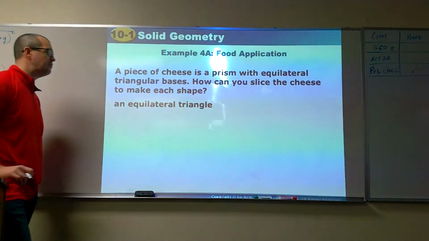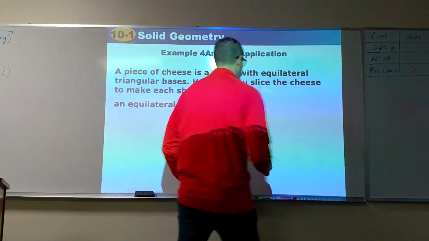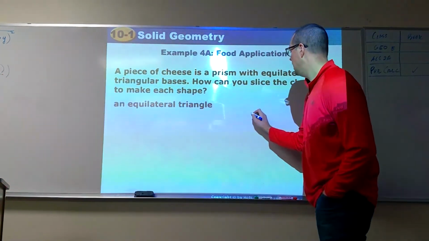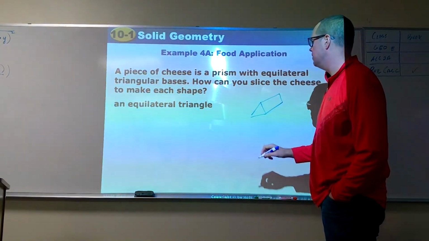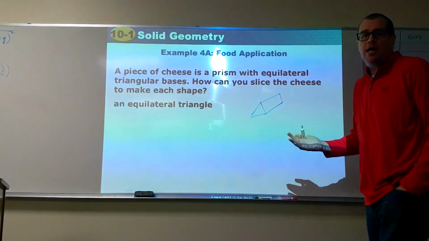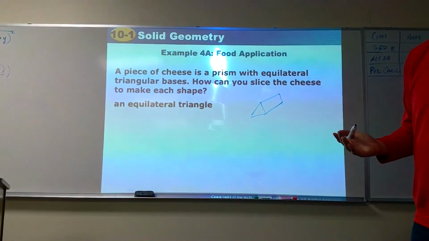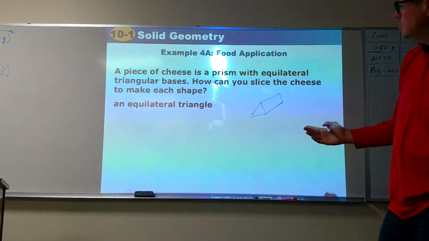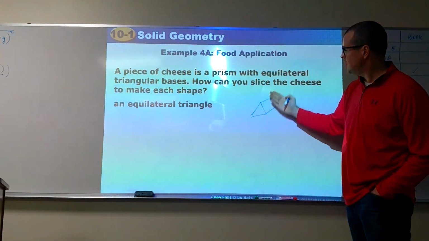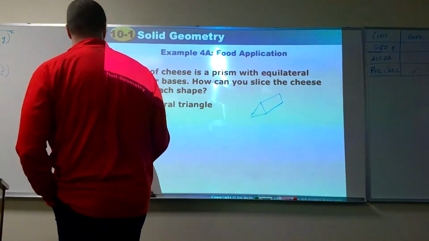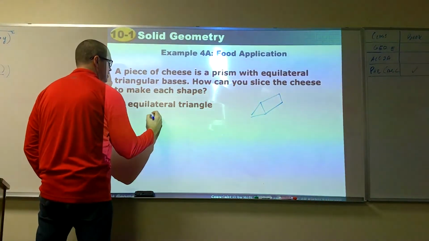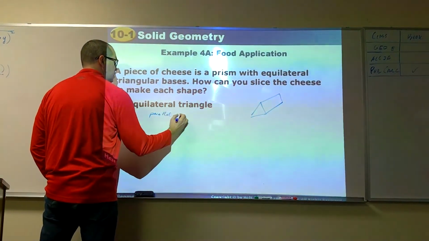All right. A piece of cheese is a prism with equilateral triangular bases. How can you cut the cheese to make each shape? All right. So I've got my equilateral triangle here. I'm having a party. I want cheese that is in triangles. How am I going to cut that? I want to cut it like this, right? So the words we're going to be looking for on this, and I believe there is a question like this on your assessment, is parallel to the base.